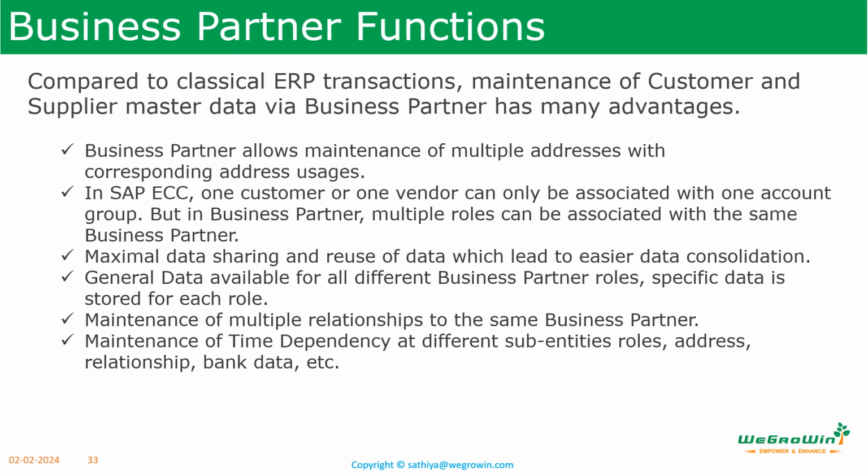In SAP ERP, one supplier or customer could only be associated with one vendor account group. With the business partner, multiple roles can be associated with the same business partner. Maximal data sharing and reuse of data leads to easier and simplified data consolidation. The general data of a business partner is available for different business partner roles, while specific data is stored for each role. Multiple relationships to the same business partner can be maintained. Time dependency at different sub-entities like roles, address, relationship, and bank data can be maintained.